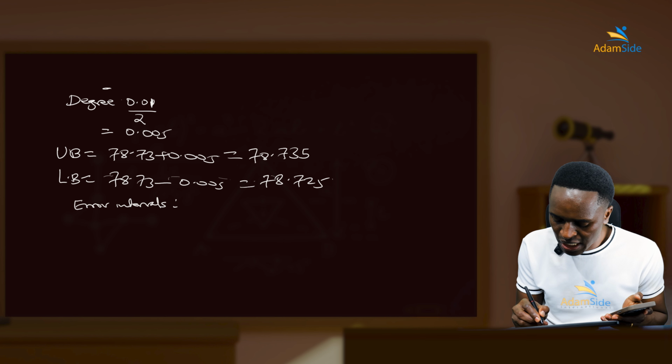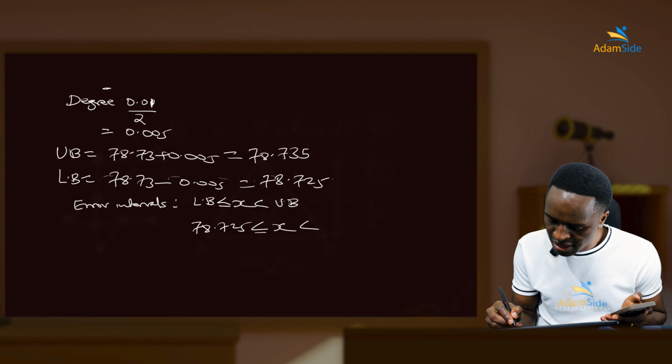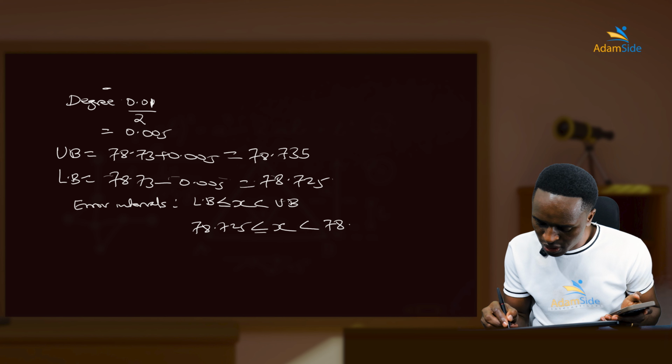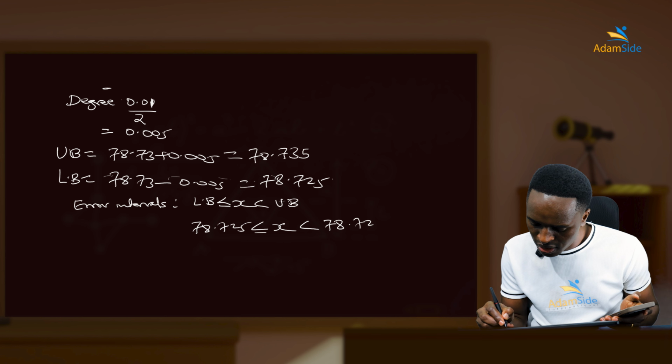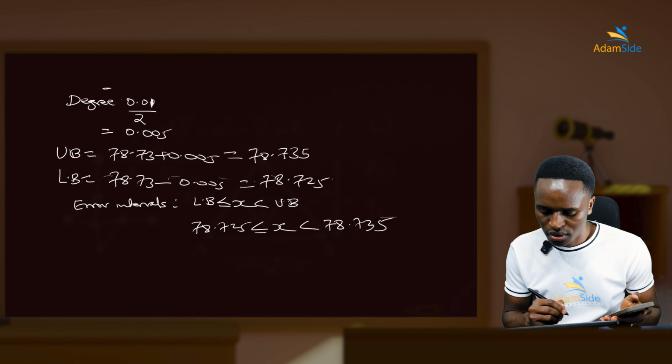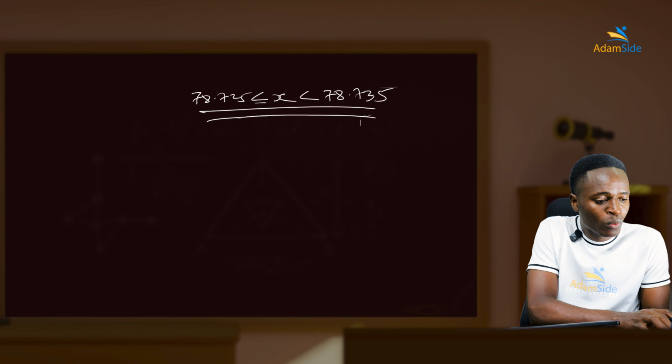intervals: the lower bound is less than or equal to x, and x is less than the upper bound. Therefore, the lower bound will be 78.725 is less than or equal to x, which is less than 78.735. Correct. Now, what is basically normally tested in IGCSE?